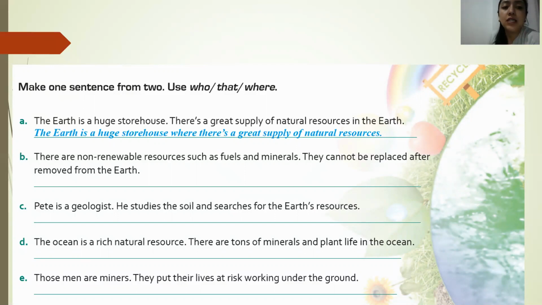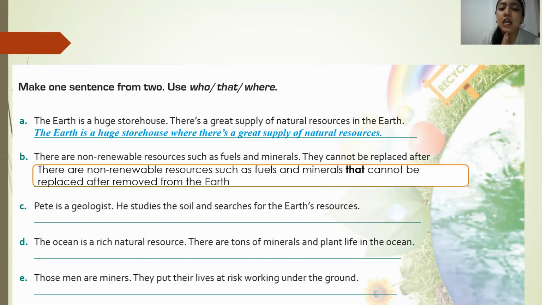Okay, the second one is: there are non-renewable resources such as fuels and minerals. They cannot be replaced after being removed from the earth. And the answer is: there are non-renewable resources such as fuels and minerals that cannot be replaced after being removed from the earth.